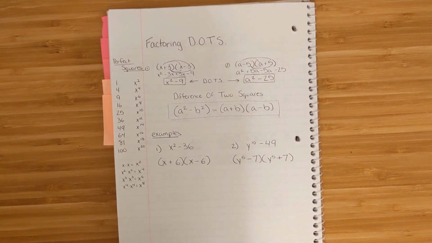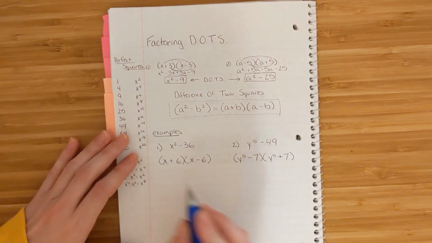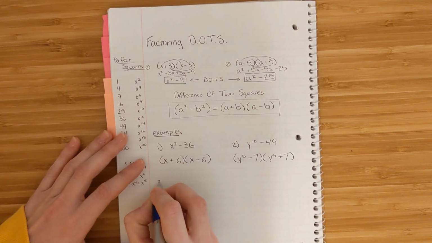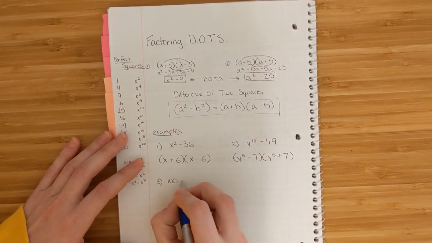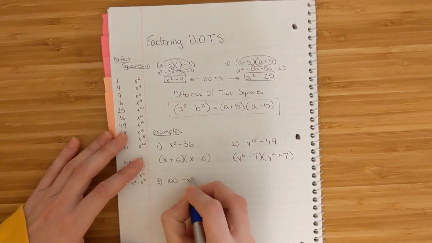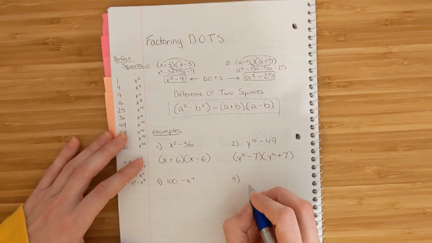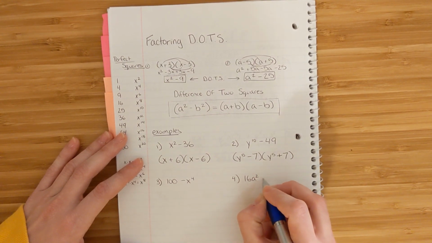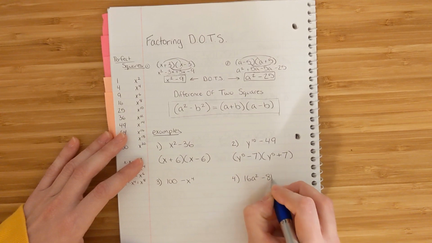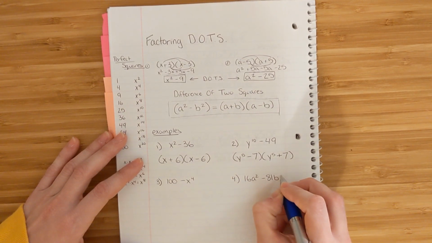Now for the next two, I highly encourage you to pause the video, try them on your own, see if you're getting the hang of this already, but we will go through them together. So number 3 is going to be 100 minus x to the 4th power. And number 4 is going to be 16a squared minus 81b to the, let's go with 6th.